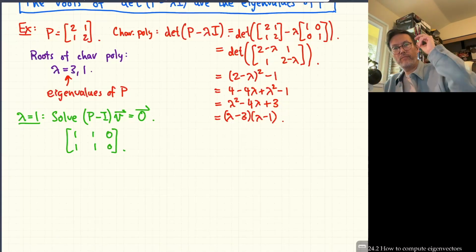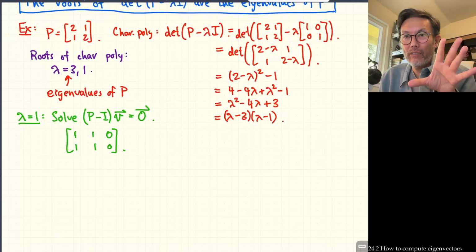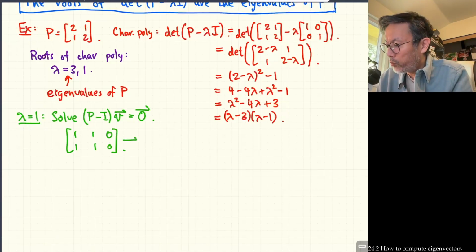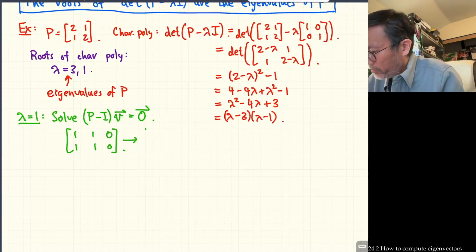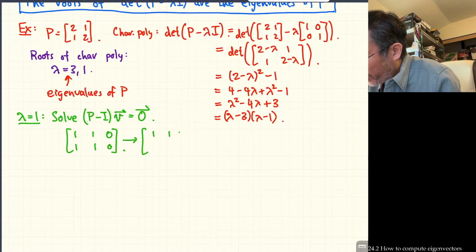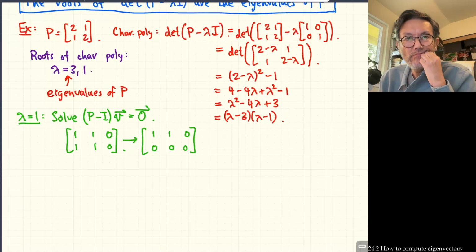Like this. Now this is an exceptionally easy system to solve because we only need one row operation. I won't even label it. We're going to subtract row 1 from row 2, so we get 1, 1, 0, 0, 0, 0. In other words, we're going to add -1 times row 1 to row 2. Okay? Now what is this saying to me?